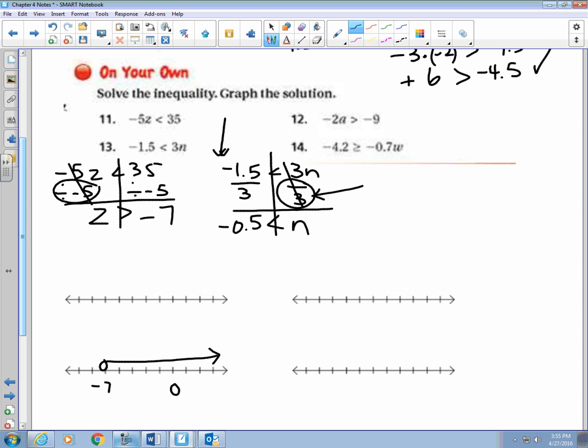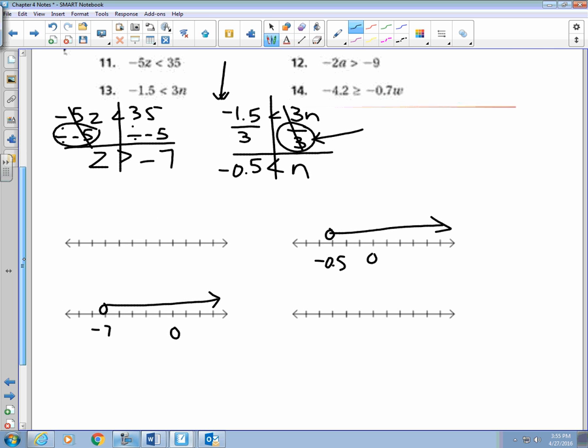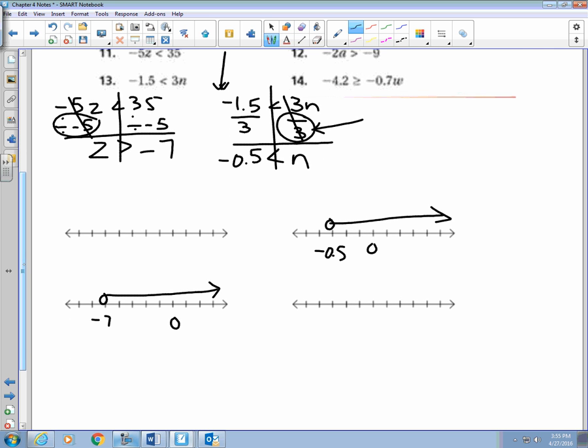So we're going to go ahead and graph that. Do that one here. So we're going to need a 0. And I have a negative 0.5. That's to the left somewhere. All right. And n is allowed to be greater than, but not equal to negative 0.5. So we get an open circle, and it can be greater than, so we can go to the right with our graph. Any number to the right of negative 0.5 will make the inequality true. All right, and all we got left is 14.